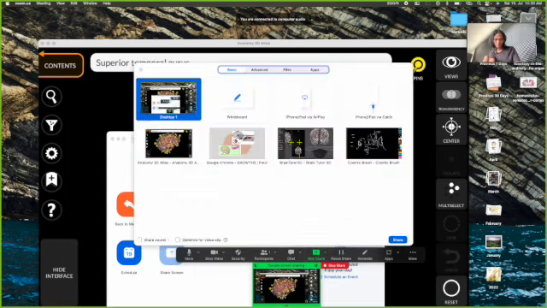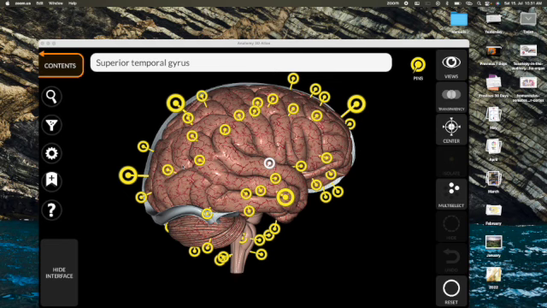I can get rid of that now. This one, the mechanism of the ear. Oh, it's only for the ear. It's just for the ear, yeah.